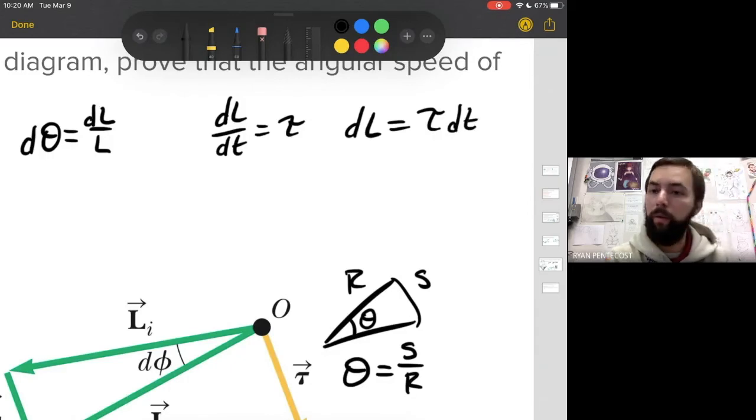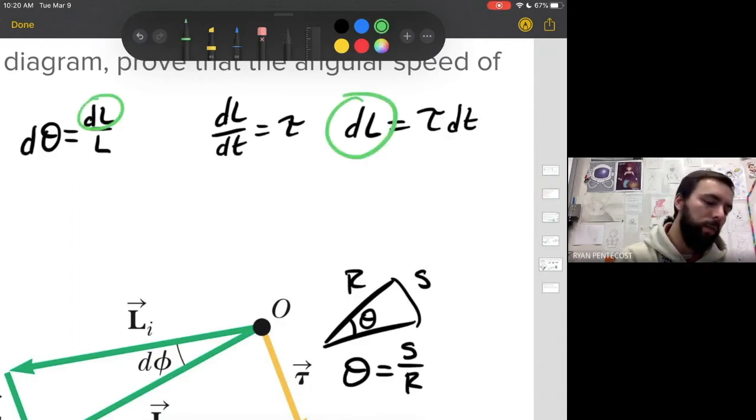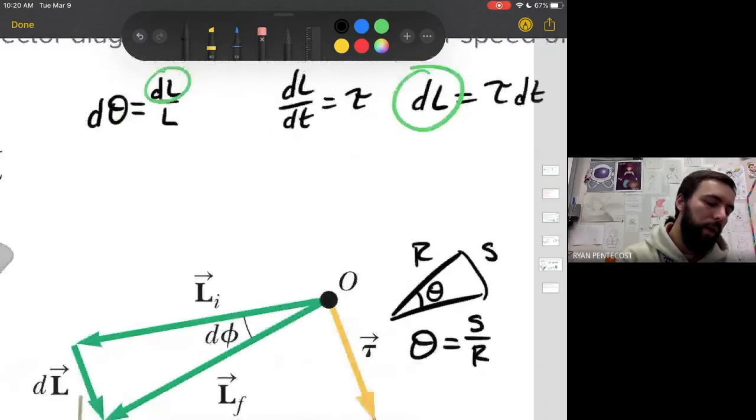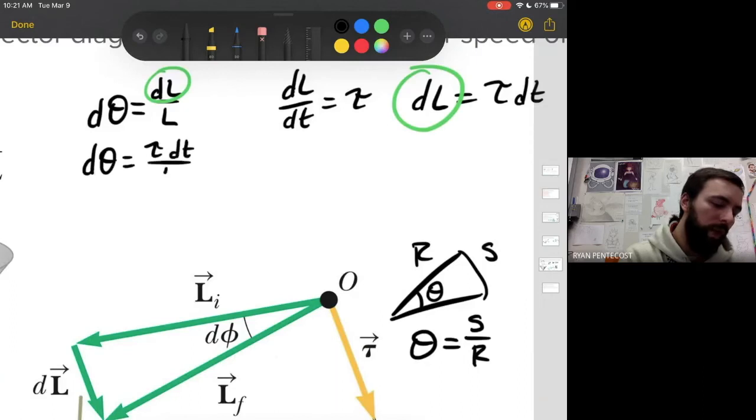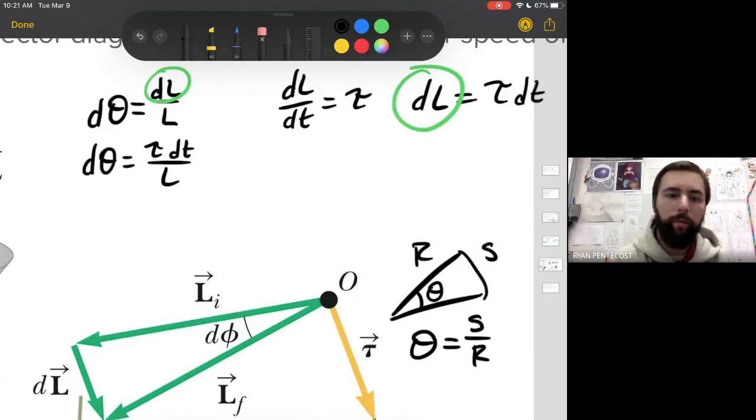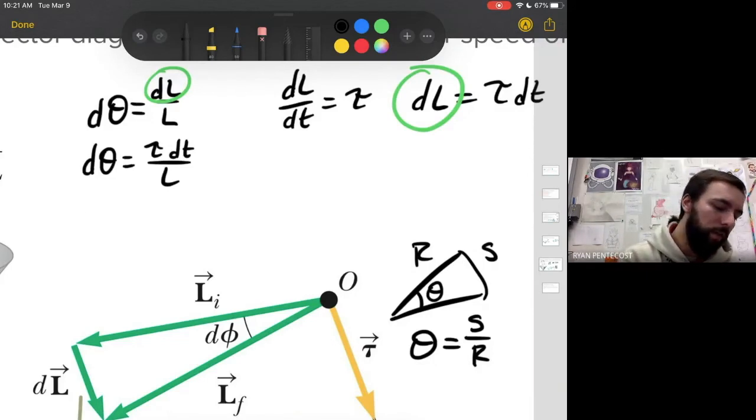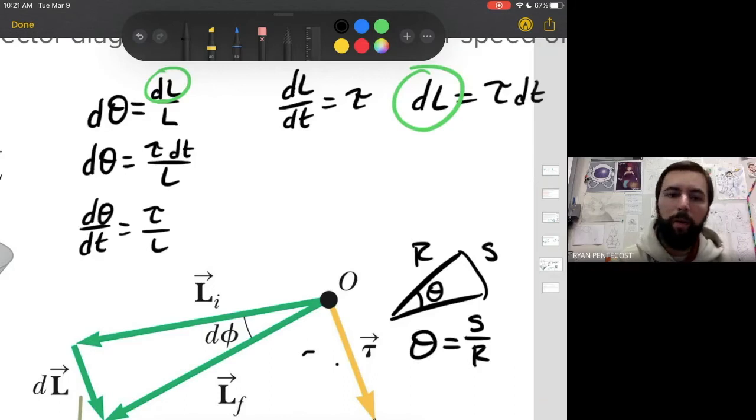dt, right, by multiplying the dt over. So we can actually take this and substitute right in here. So that shows that d theta equals torque dt divided by the angular momentum. Now to give that d theta some meaning, let's divide the dt over. You have d theta divided by dt equals torque divided by angular momentum.